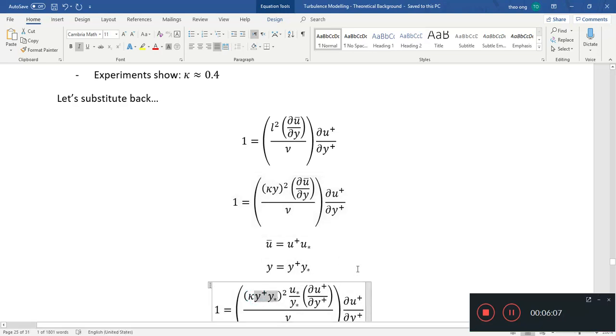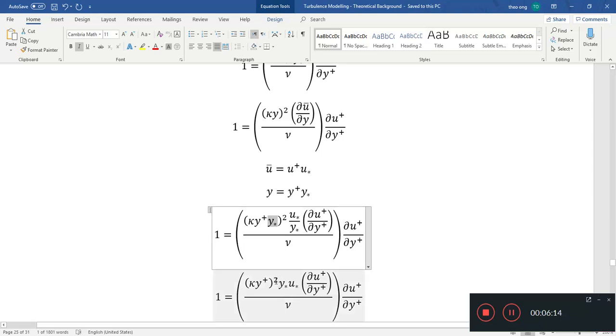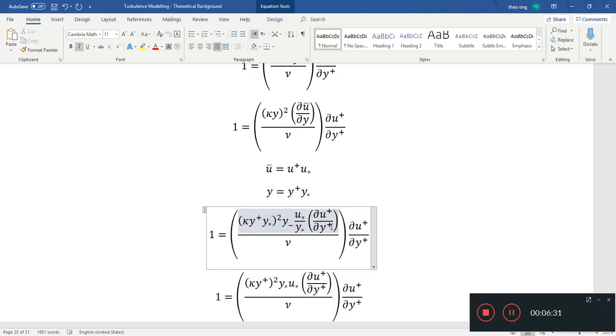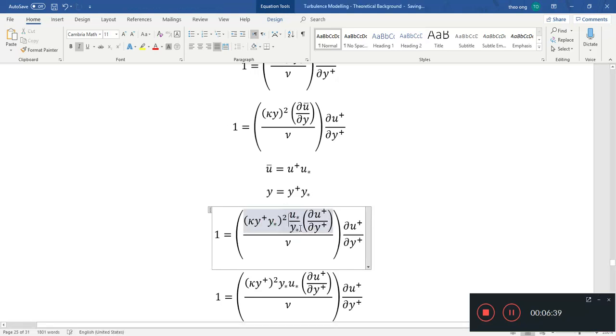So that was just copy and pasting into here. There's nothing too much of that. And after that, we can bring this out, and we get y star square outside, and that will multiply into this u star over y star. So when you bring this term out, you will have a y star square, right? And that will cancel with the denominator here. That's why you have a y star u star.